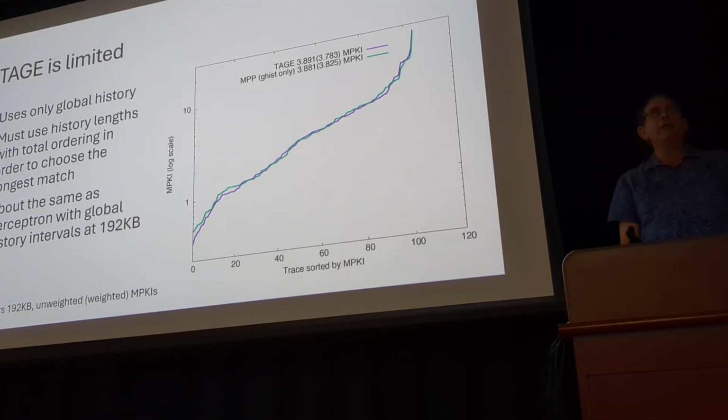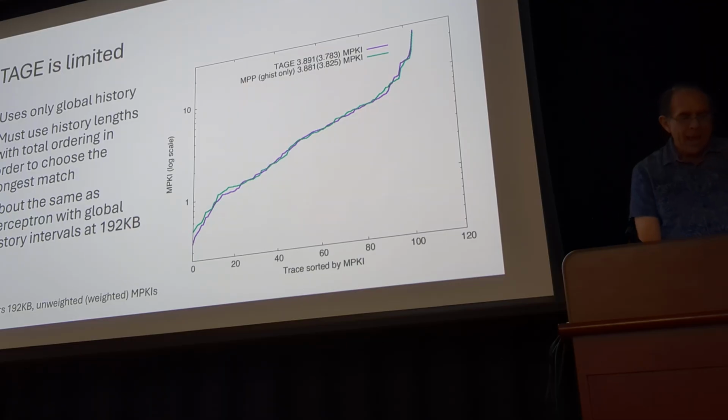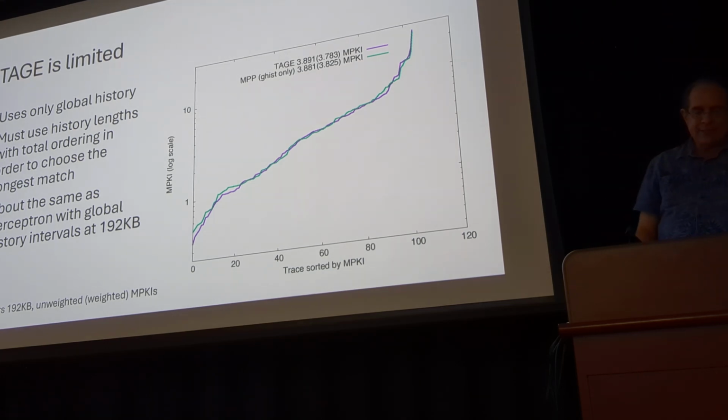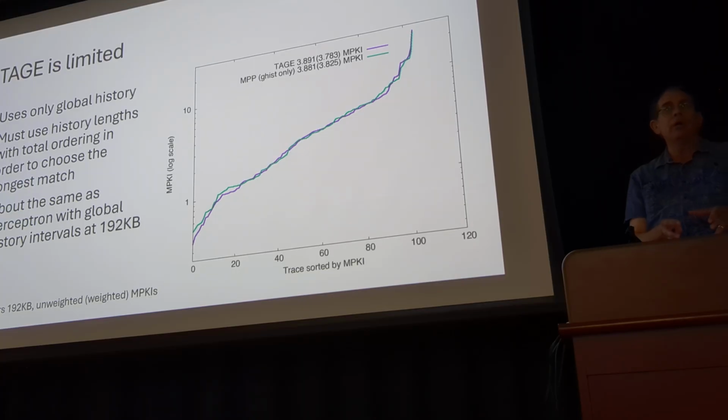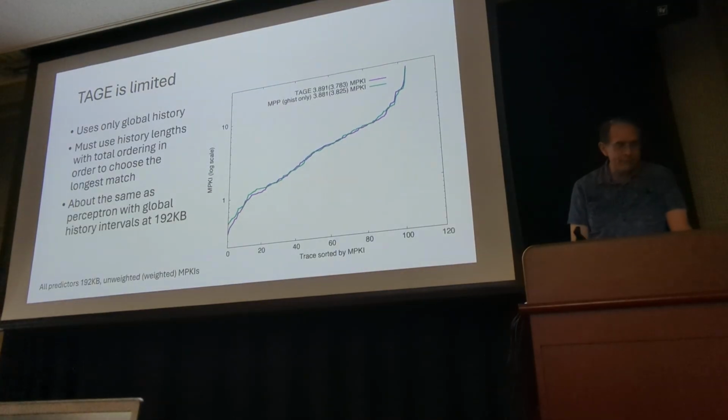So TAGE by itself is limited. It uses only global history. It has to use history lengths with a total ordering in order to choose the longest match. This graph shows for this year's traces sorted by MPKI that TAGE and MPP with global history only, which is like a big OGL, I guess, with evolved history lengths, get about the same accuracy, more or less, and it's not good compared to what we know we can get done.